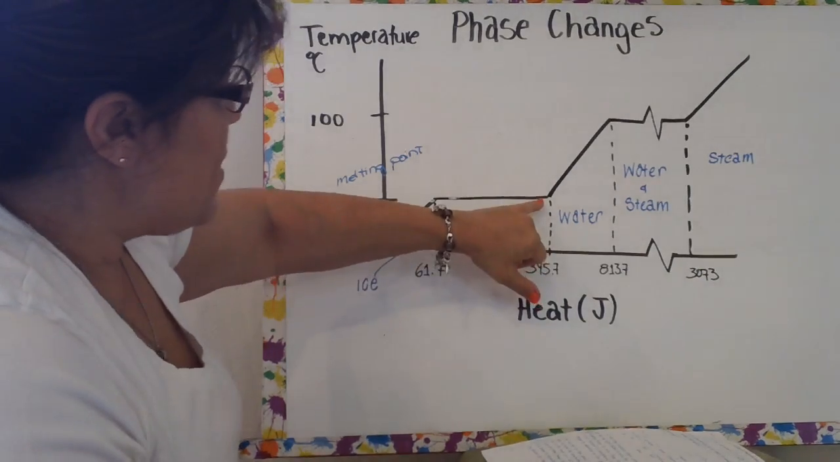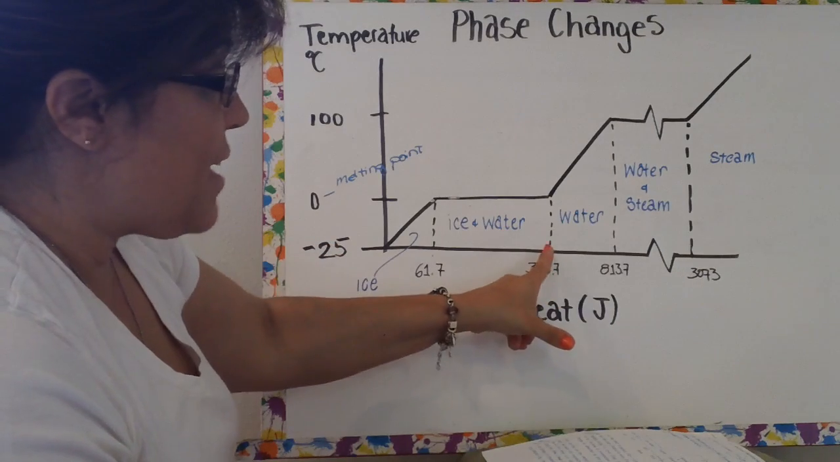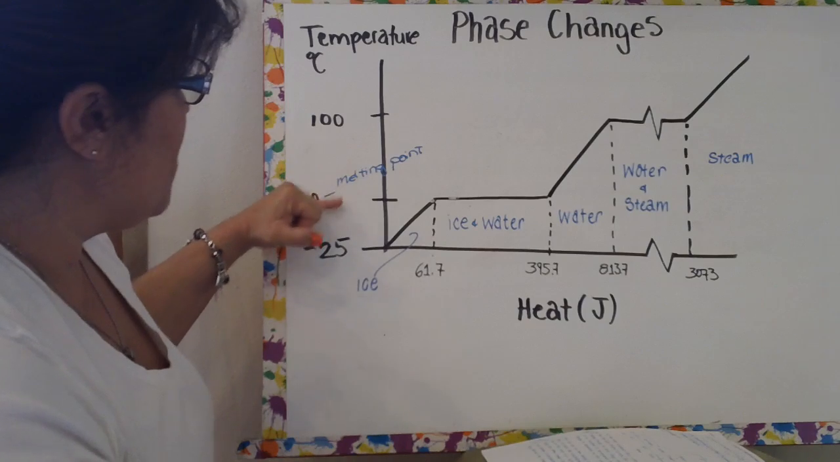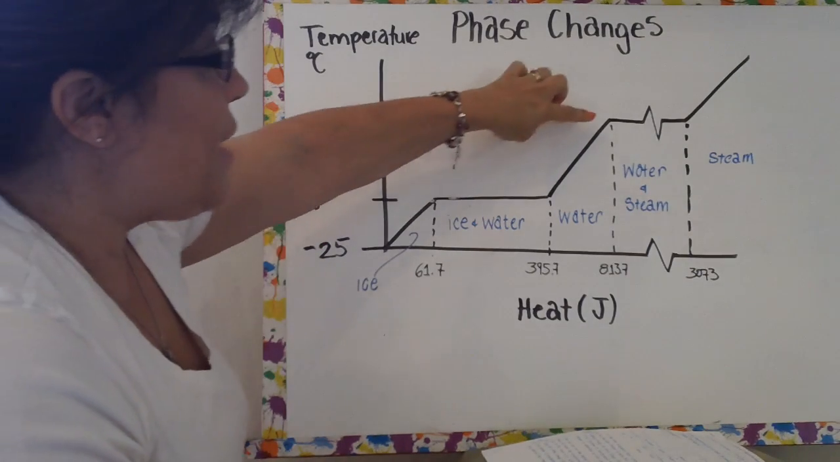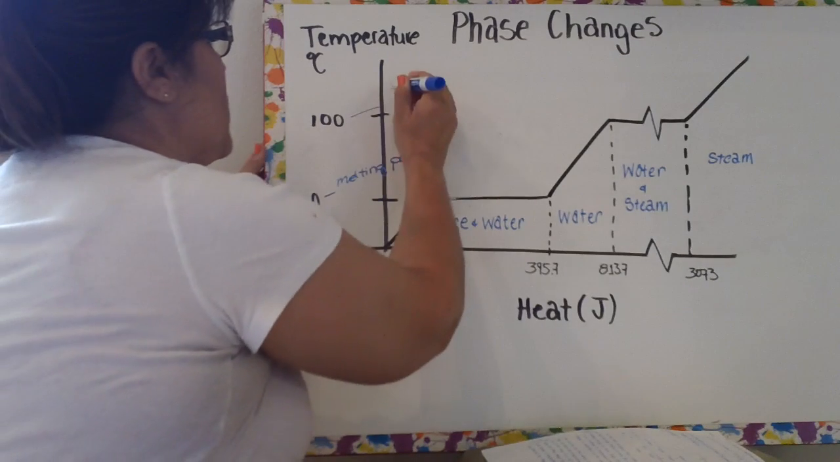395.7 joules. The temperature now starts increasing, so all this extra heat that's going to be added from here to here is going to be used to increase the temperature from 0 to 100 degrees. At 100 degrees, and you should be familiar with that, 100 degrees is our boiling point.